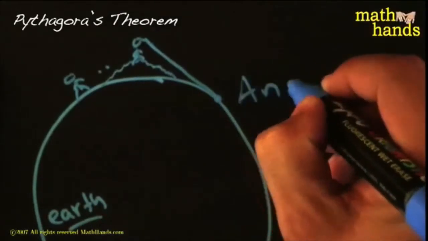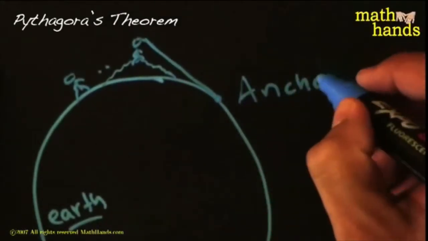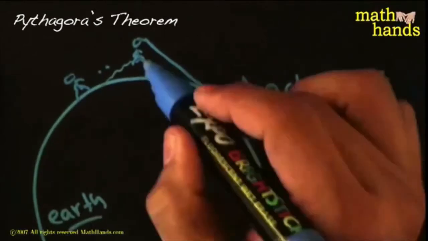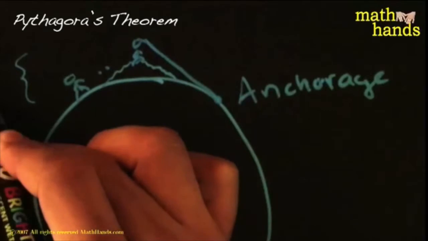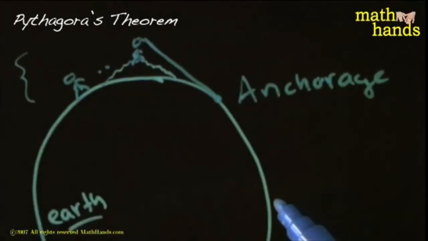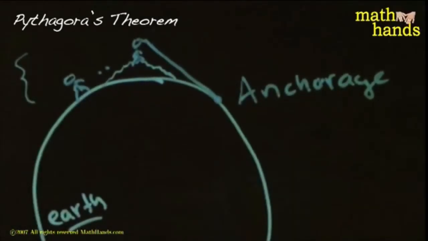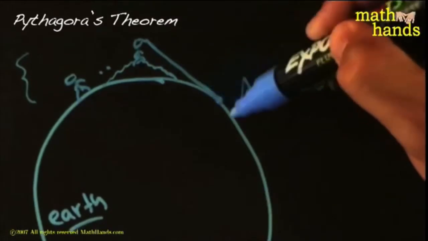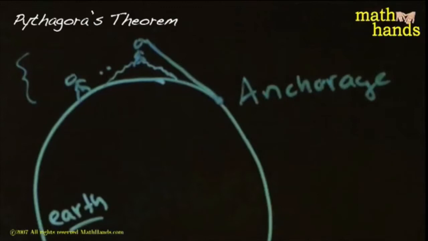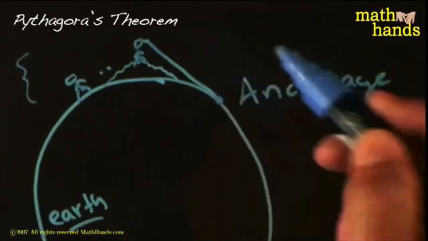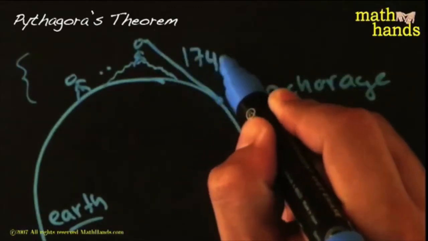This is Anchorage. And you're right here, about 3.84 miles above the ground. And then you start to think, well, how come I can see all the way to Anchorage and no less than Anchorage? And you think, how far is Anchorage from the top of Mount McKinley? And suppose you estimated it's about 174 miles.